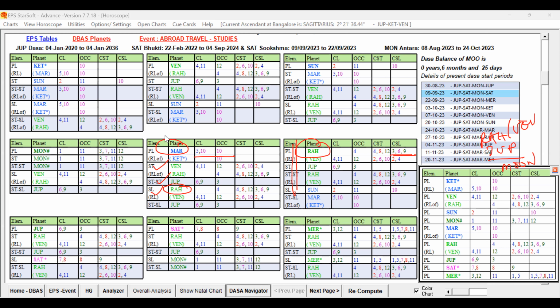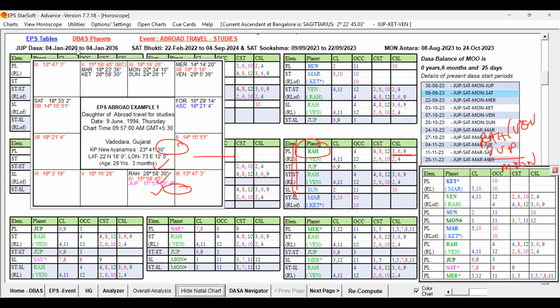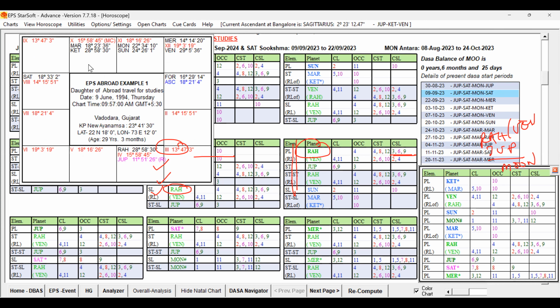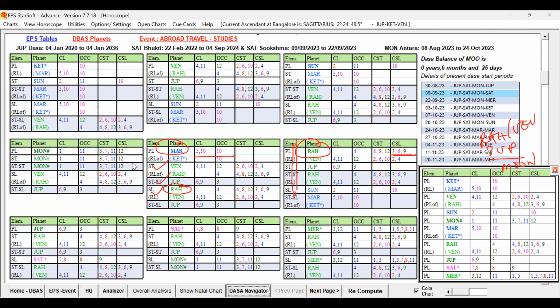Then if you check the Mars planet, where Mars is posted in its own sign, and Mars is also aspecting Rahu. So Mars planet is getting the ruler link from Rahu. That is also good, no? So Mars is getting a ruler link because Mars is aspecting Rahu, and Mars is not a detrimental planet, so that it can influence or be unfavorable to Rahu or Venus.